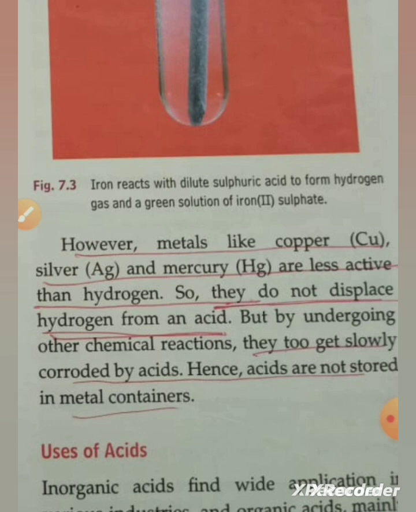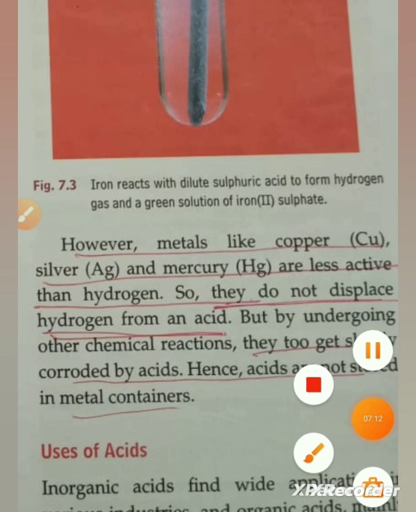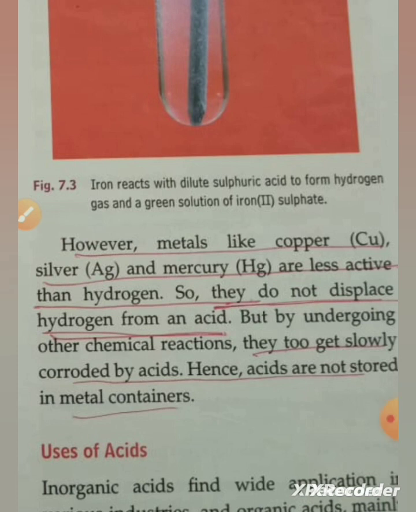So what do they do? They do other chemical reactions. They get slowly corroded by the acids. That's why acids are not stored in metal containers. So if the question arises why acids are not stored in metal containers, you can write that metals get slowly corroded by the acids, that's why acids are not stored in metal containers.